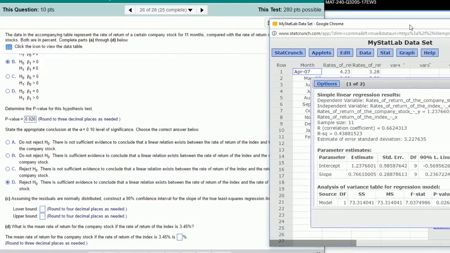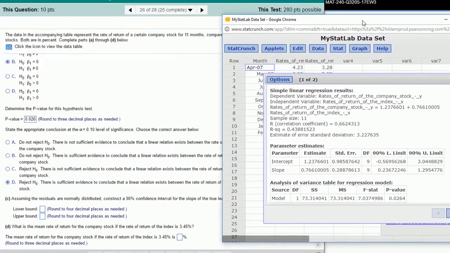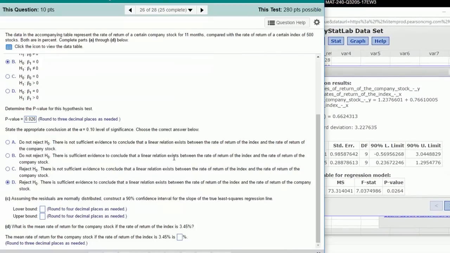A 90% confidence interval for the slope of the line. The lower value is 0.2367, and the upper value is 1.2955. I got to round to 4 decimal places.